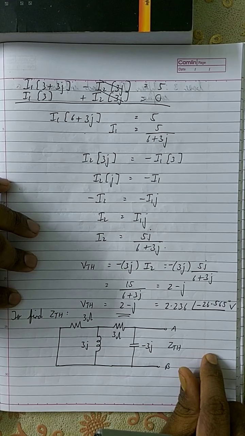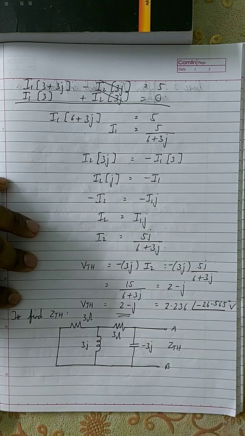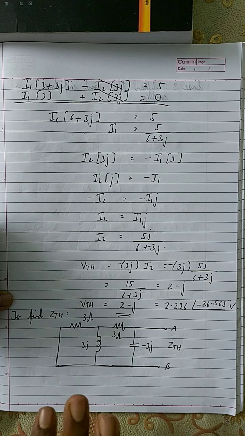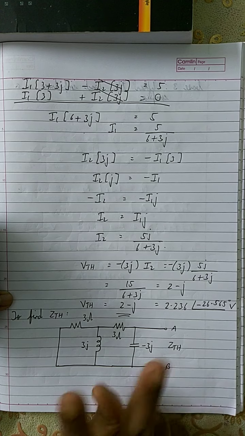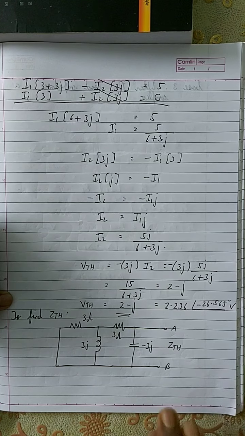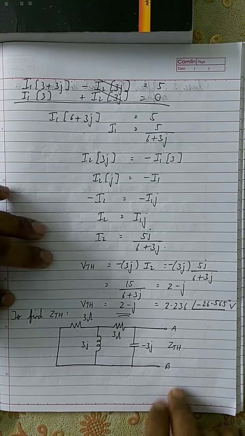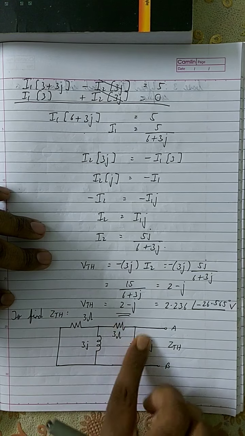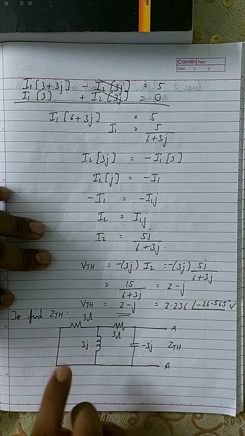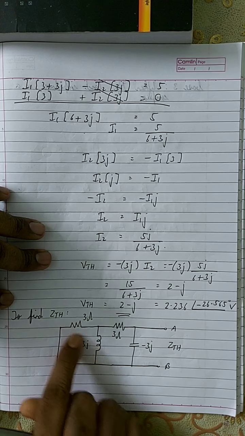How do you find the value of ZTH? If you're having any confusion about how to find the value of ZTH, first simply try to find any two elements that are either in series with each other or in parallel with each other. For example, here I don't know anything about these elements. I don't know if they're in series or parallel. This is kind of giving me confusion. But just look at these two elements.